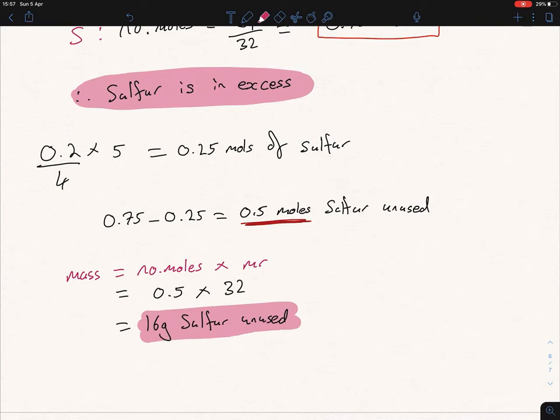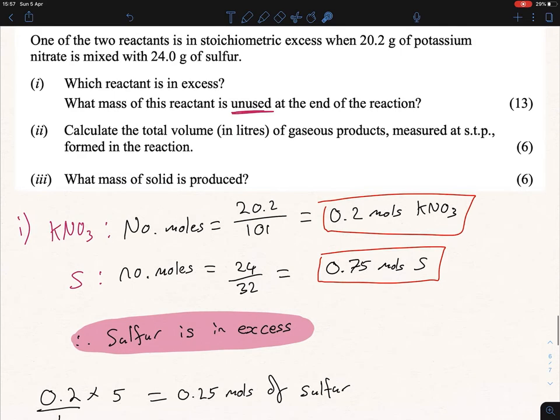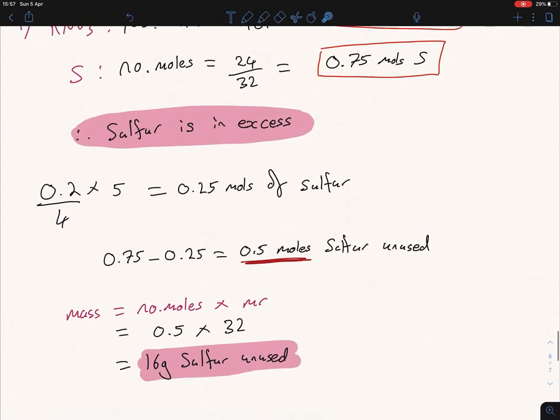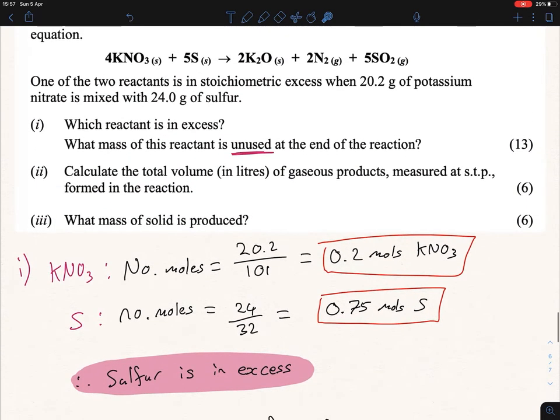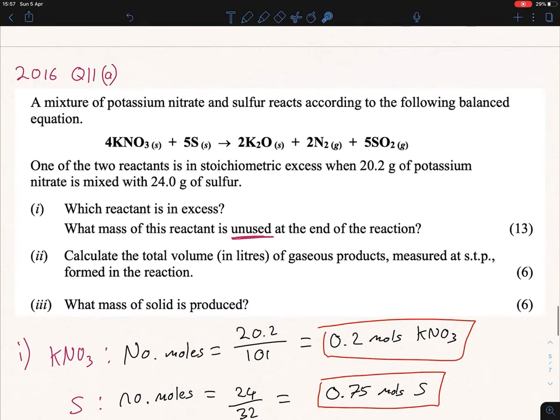So that was the hard part, really, in this question: just to realize how much of it was unused. All I did there was go up to my KNO3, divide that by 4, and multiply it by 5. That was it.